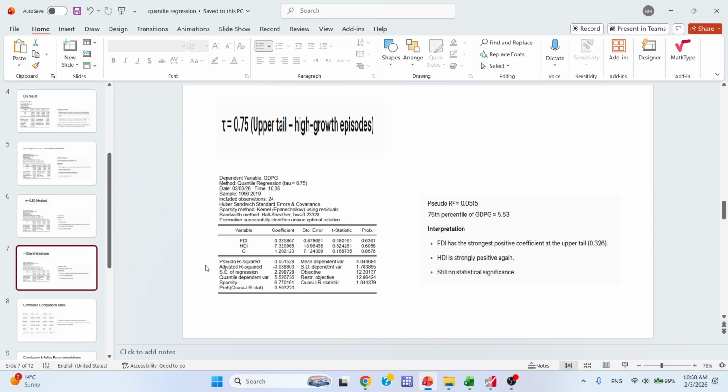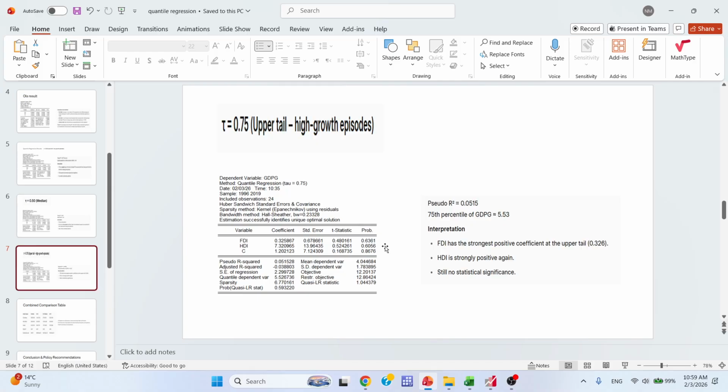So it means that at the lower tail or in the middle, FDI has a smaller effect, but in case of the upper tail, FDI has the strongest positive effect, and we can conclude it by looking at its coefficient value. Again, HDI has a strongly positive effect, and still no statistical significance. So when we applied OLS, the 25th percentile, 50th percentile, and 75th percentile, all of these results tell us that our probability value is insignificant.